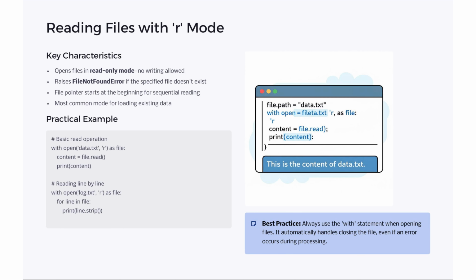In R mode, files open in read-only mode, prohibiting writing. The file pointer starts at the beginning, ideal for sequential reading. If the file doesn't exist, a file not found error is raised. Use the with statement for opening files. It ensures automatic closure, even if errors occur, enhancing reliability and safety in file handling.